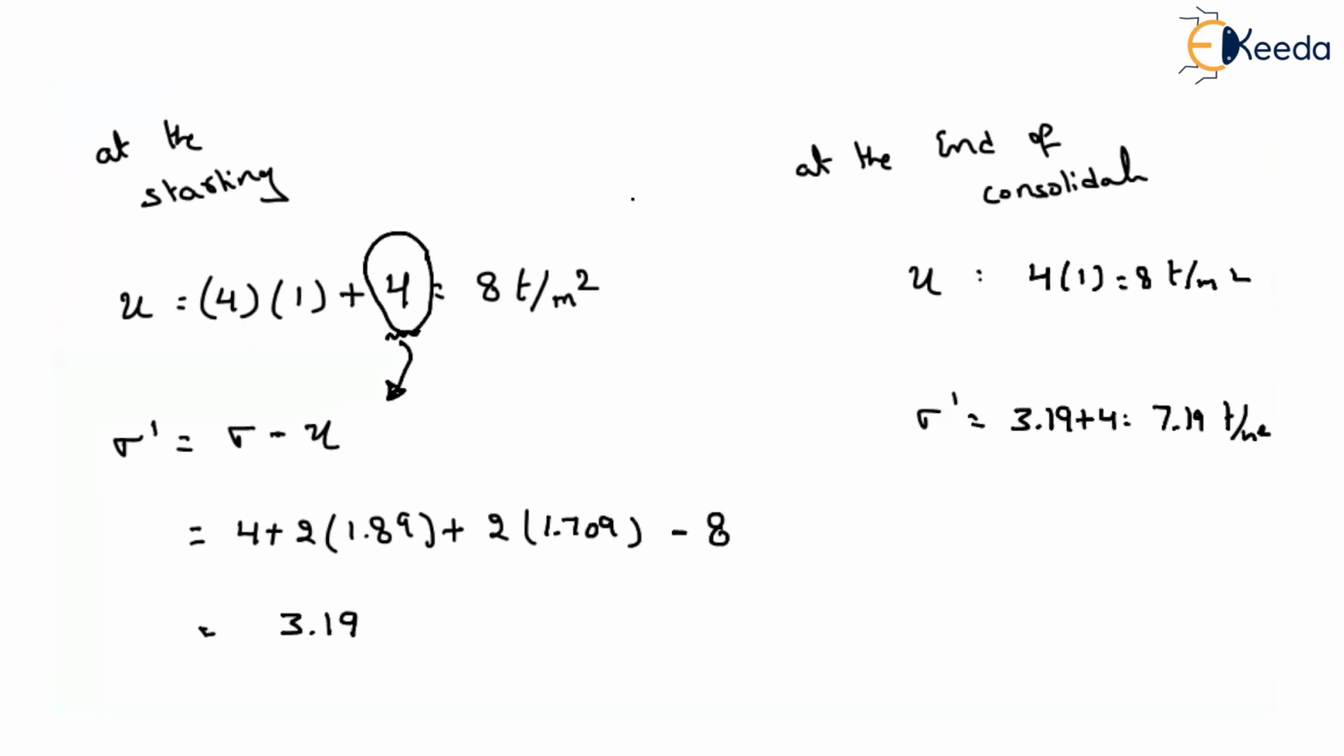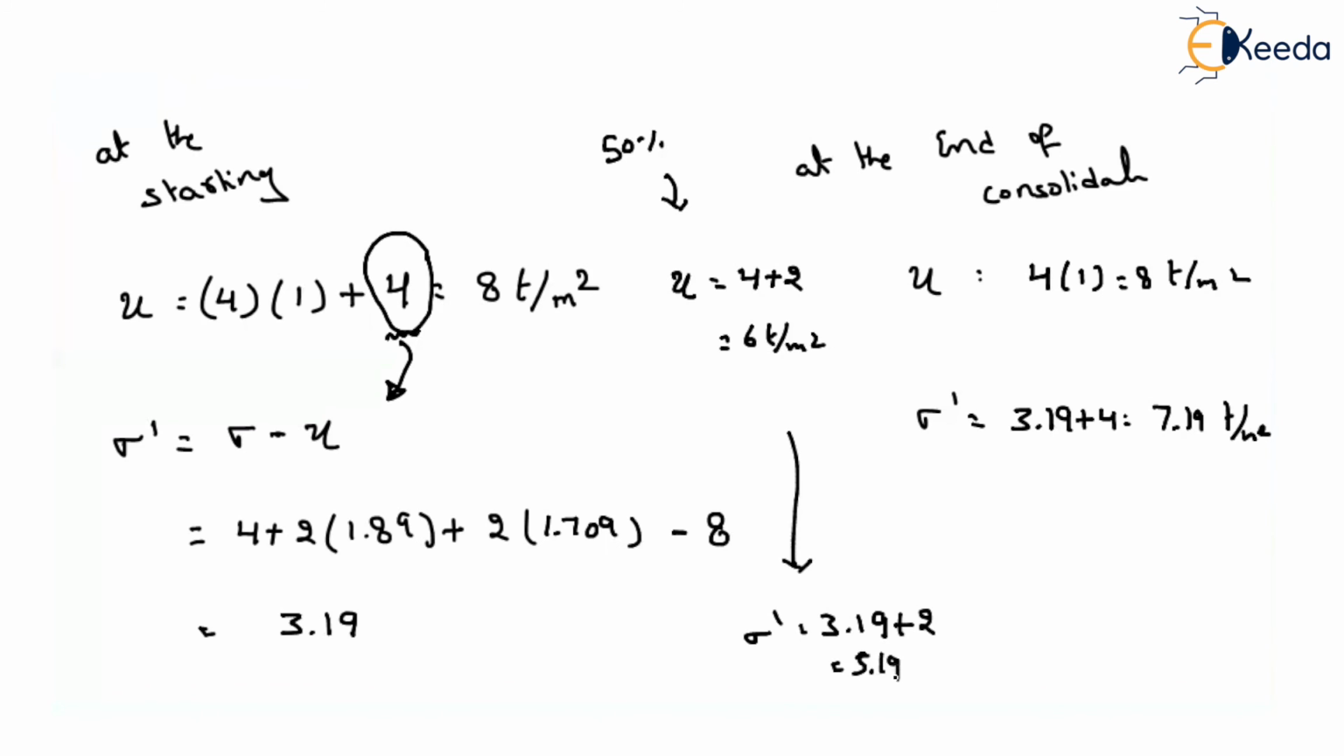Like that, if it is 50% consolidation, they might ask you what will be your pore water pressure. 50% is released. That means initially it is 4. Out of this 4, 50% is released. So how much can you write down? 4 plus 2. That will be equal to 6 ton per meter square. So how much is released? 2. That 2 will be added to the sigma dash. That is nothing but 3.19 plus 2, that is nothing but your 5.19.